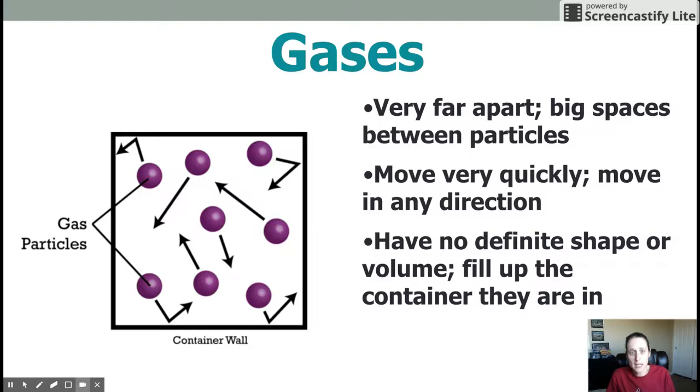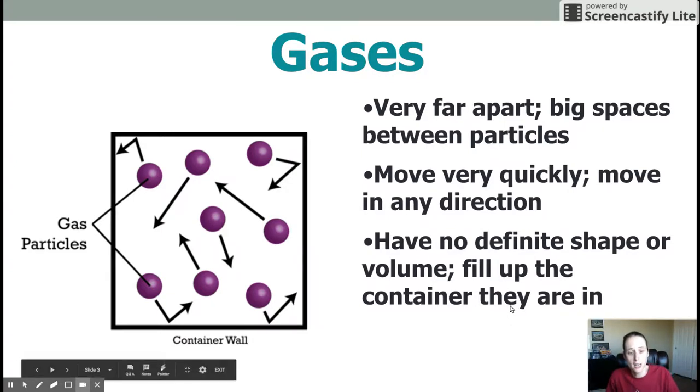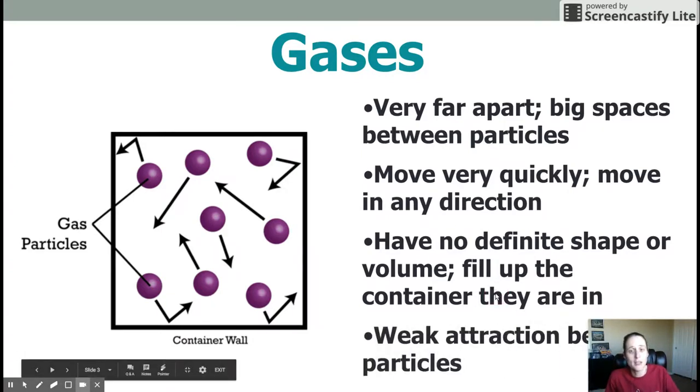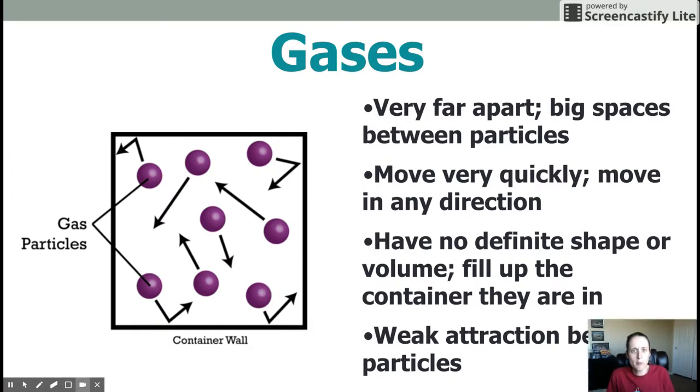So the same amount of gas can fill up a tiny little jar, and it can fill up a great big balloon. They fill up whatever shape or container that they're in. And they have a weak attraction between the particles. The particles don't want to connect with each other.